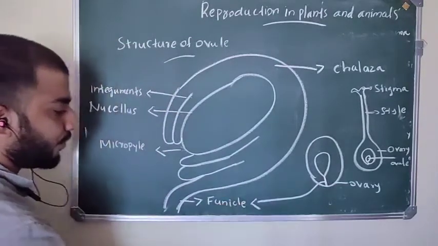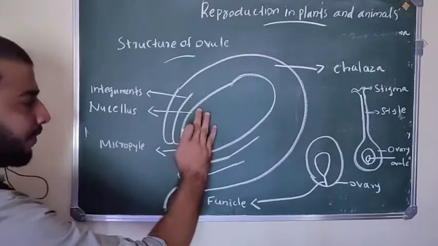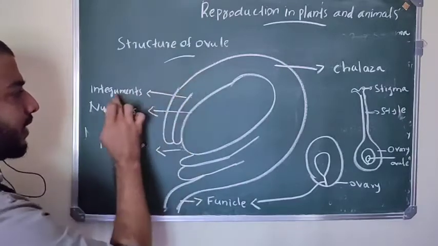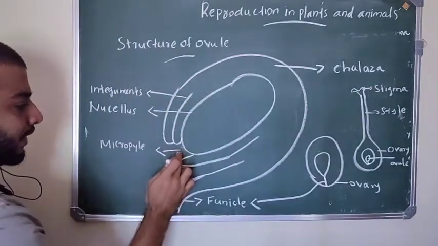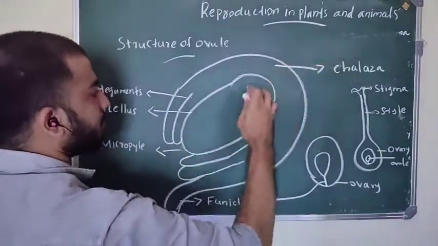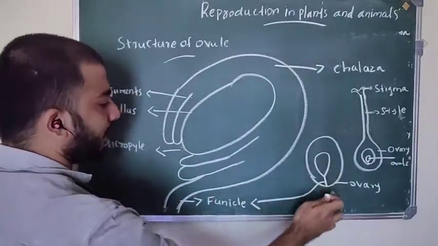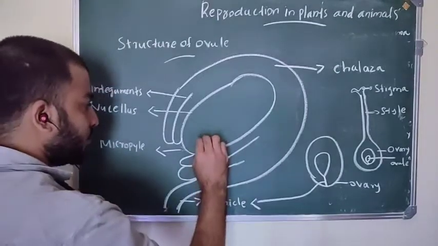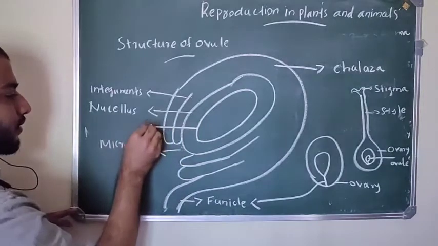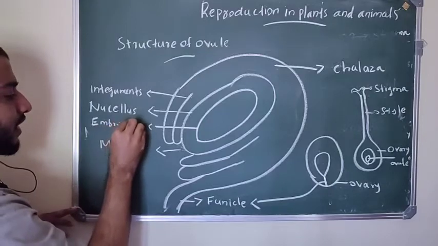That is called the funicle. Okay, so what we have studied here is that the main part of the ovule is the nucellus, which is covered by integuments, and they leave an opening on this side called the micropyle. The basal part of the ovule is called the chalaza, and the funicle connects the ovule and ovary. And inside the nucellus, what is present? The embryo sac is present. So this is the embryo sac. Inside the nucellus, the embryo sac is present.